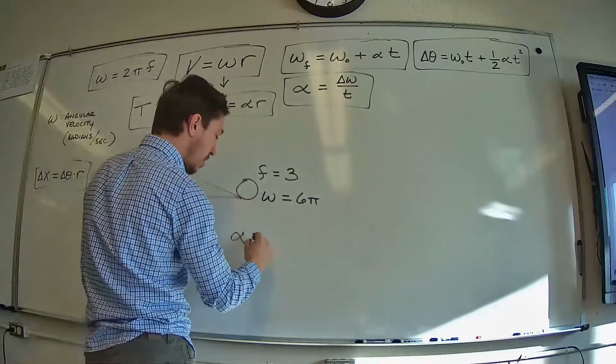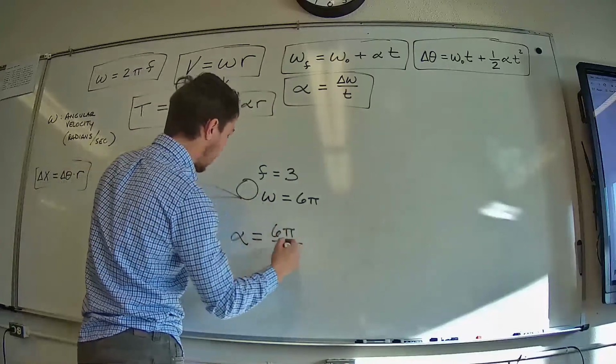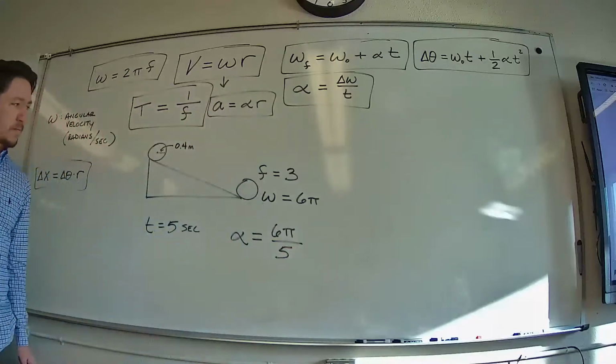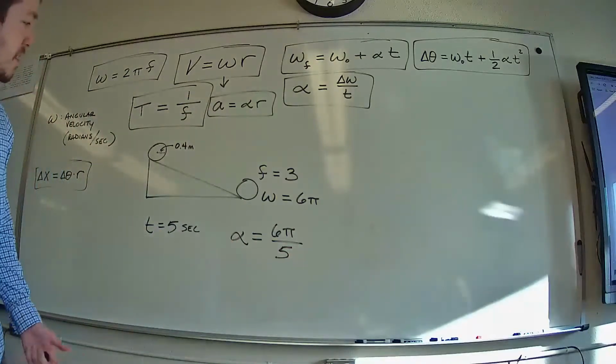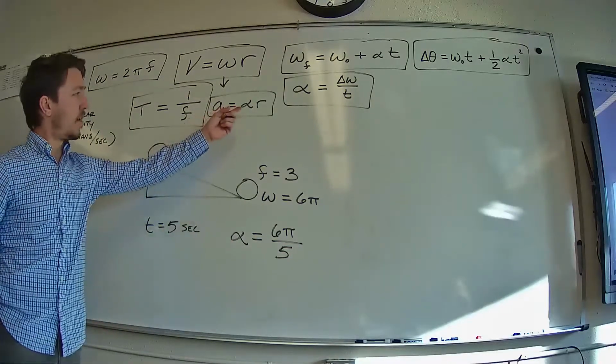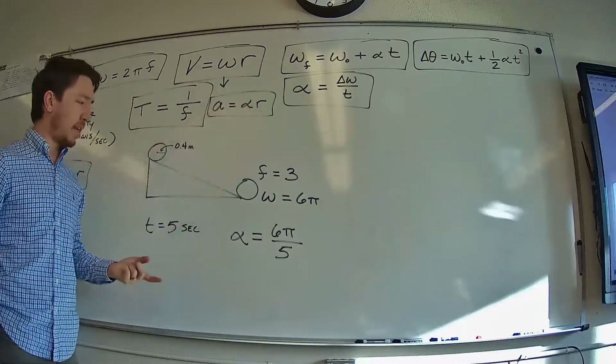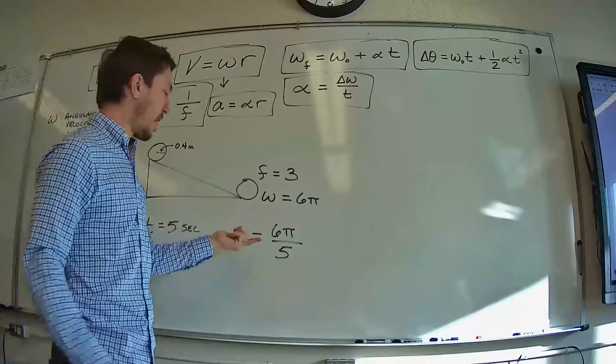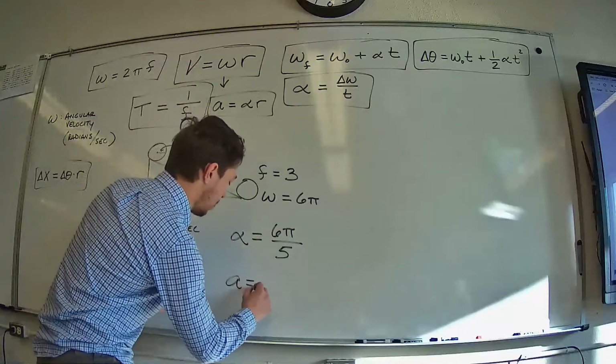6 pi. And how much time did that take? 5 seconds. So that's alpha. And then the acceleration is just alpha times the radius, right?